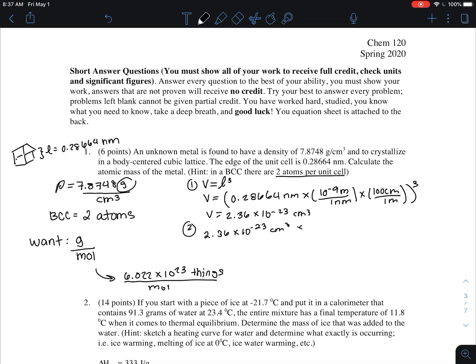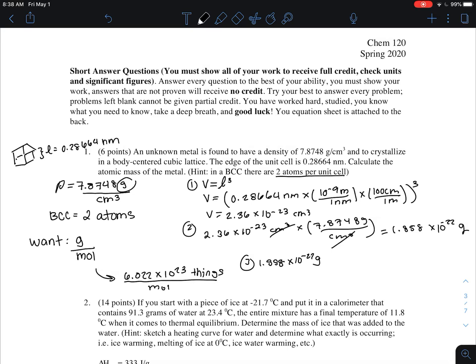All right, now I can use that to get my mass. So I take my 2.36 times 10 to the negative 23 centimeter cubed, multiply by the density. Then you can see centimeters cubed cancel out, and you get 1.858 times 10 to the negative 22nd grams. Now you still want per mole. So that means you need to know how much mass is in this unit cell. So in this unit cell is 2 atoms. So how many grams this is for 2 atoms, because this whole cube takes up 2 atoms.